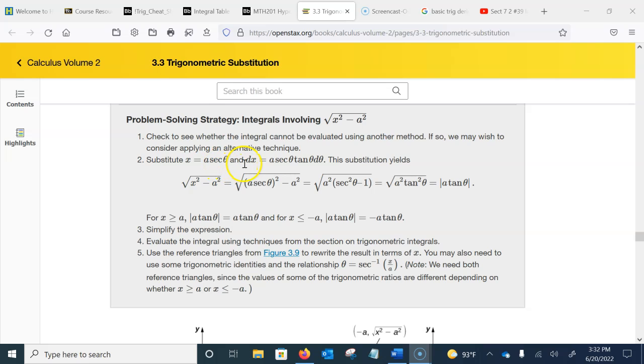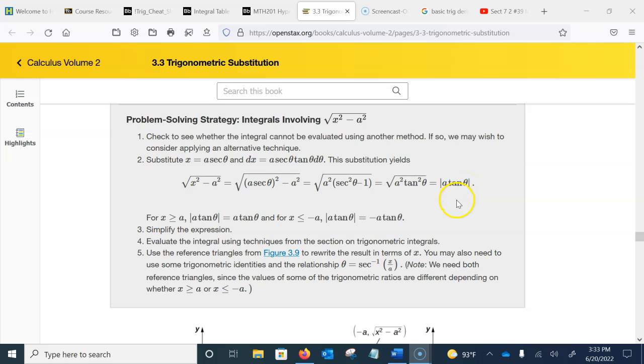And then dx would be a secant theta tangent theta d theta, because the derivative of secant theta is secant theta tangent theta. So dx will be replaced with a secant theta tangent theta d theta, and your radical, having x squared minus a squared underneath, will be replaced with the absolute value of a tangent theta.